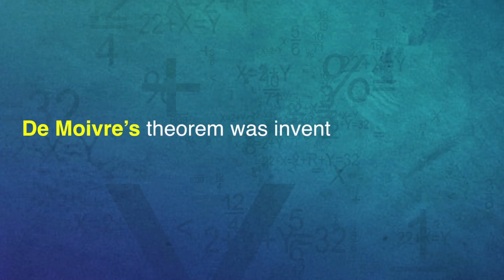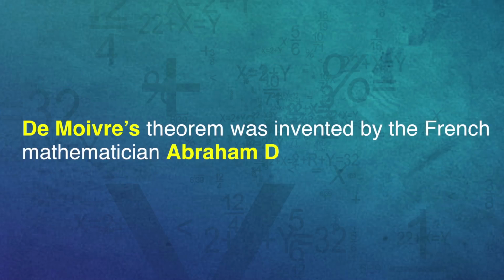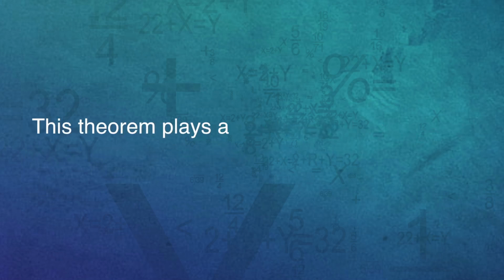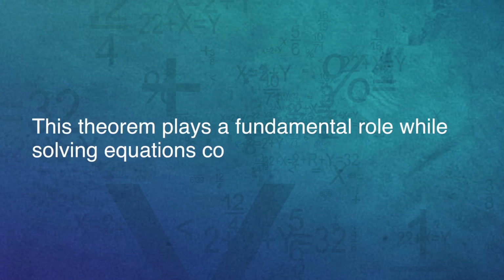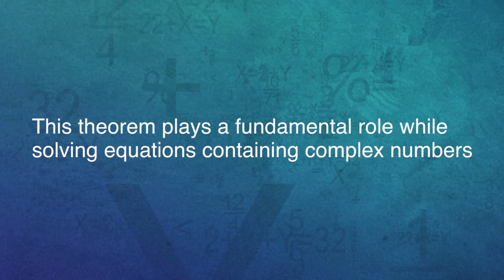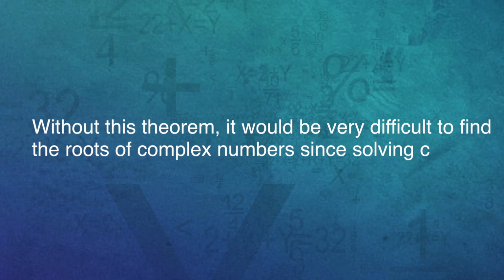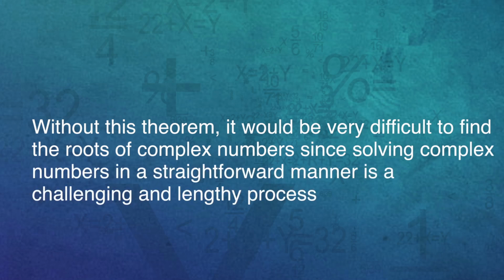De Moivre's theorem was invented by the French mathematician Abraham de Moivre. This theorem plays a fundamental role while solving equations containing complex numbers. Without this theorem, it would be very difficult to find the roots of complex numbers, since solving complex numbers in a straightforward manner is a challenging and lengthy process.